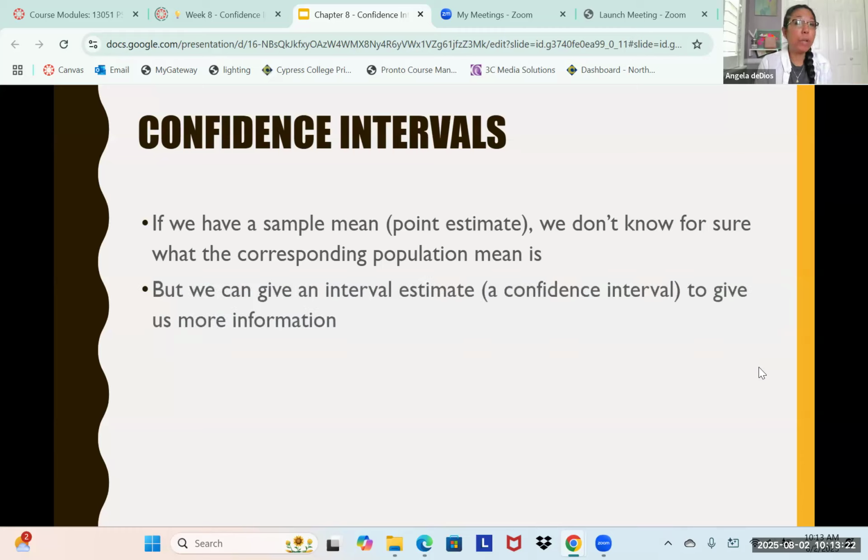Now, in addition to using point estimates, we can give an interval estimate. And one example of an interval estimate is a confidence interval to give us more information. So now instead of saying, I think that the population mean is this, we're saying, I think the population mean could be somewhere between this number and this number. Here is the range or interval that I think that the true population mean is. That gives us a little bit of wiggle room and really helps us to recognize that our guess is not perfect, that there is some error involved in our guess.